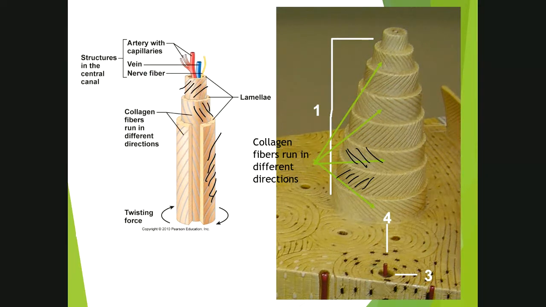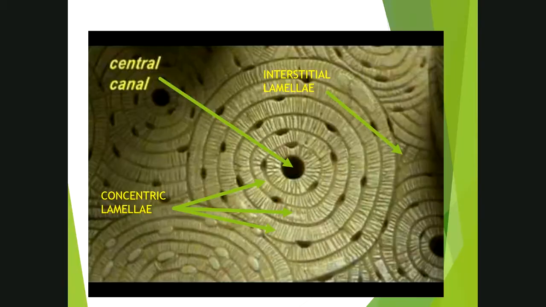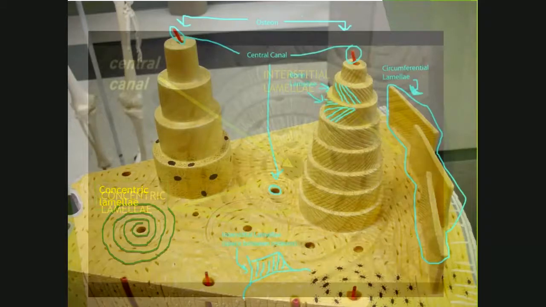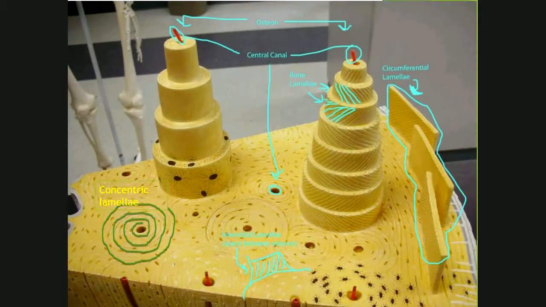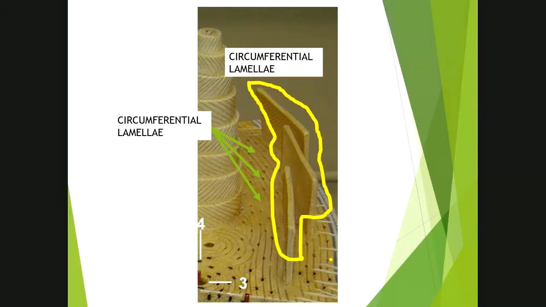Same thing here. And then we have these concentric lamellae. They run in circles, but look over here, it's filler. It fills in the spaces between the circles. That's interstitial lamellae. And here, again, that's around the outside of the bone. That's circumferential lamellae.